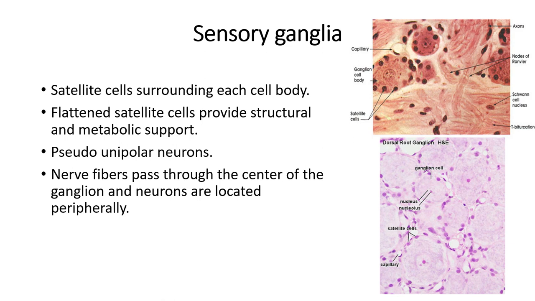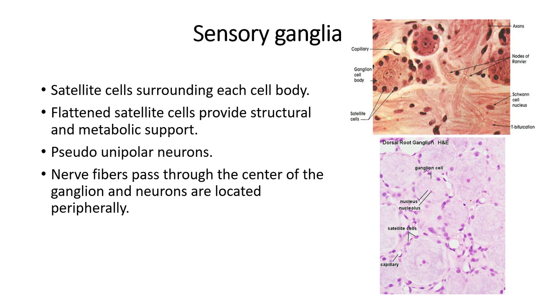Then we have the flattened satellite cells, these black ones, you can appreciate, covering the whole of the cell body, the ganglionic body. The neurons are of pseudo-unipolar type and the nucleus is central. The nerve fibers pass through the ganglion. So the nerve fibers are passing here and there.